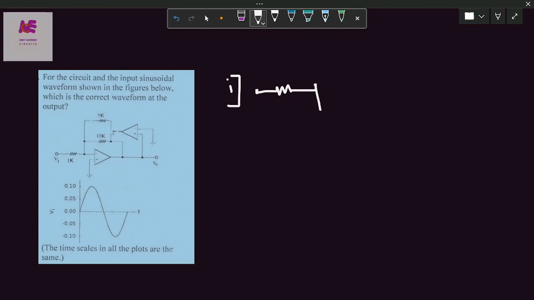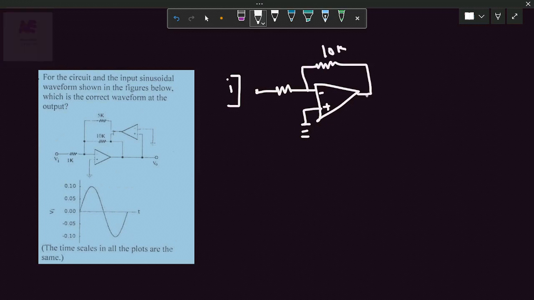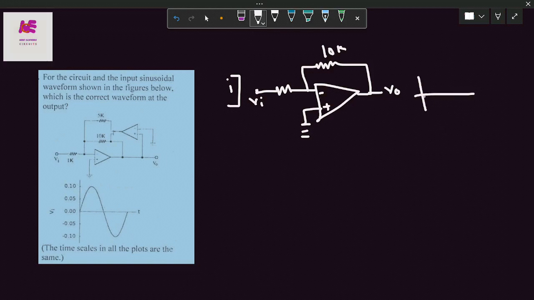Since the input is applied at the inverting terminal of the op-amp, whereas the positive terminal is connected to the ground, with a feedback resistance of 10K, this is the output voltage and this is the input voltage. Inverting and non-inverting amplifiers I explained in previous videos; I'm providing the link in the description box. If the input is at the inverting terminal of the operational amplifier, the gain is negative, which means the output is out of phase as compared to the input.